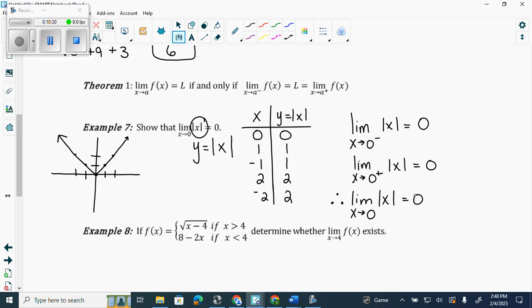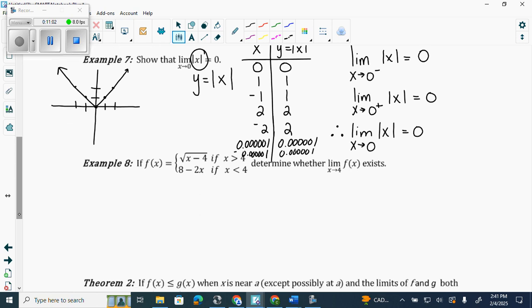You can show it with a graph. You can show it with a table, right? From the left and the right, what it's approaching. If you wanted to, you could go, oh, I want to get closer. So I could go 0.0000001, and negative 0.0000001. So through a table, you can actually show that it's getting closer to 0, right? You don't have to always show algebraically unless I say algebraically. Sometimes I do. Like the previous question, I would have asked you some algebraically. All right.